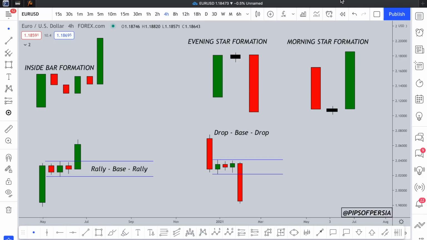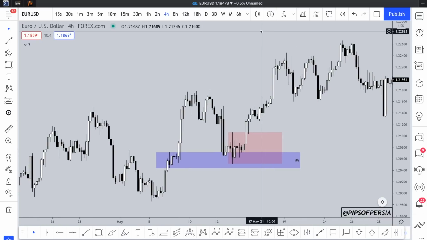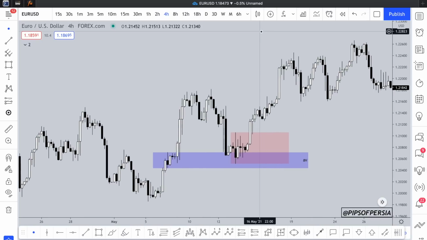Before we wrap up the video, I just want to show a few examples as to how drop-base-drops and rally-base-rallies can look different on different time frames, so you don't always just follow the pattern. You know how much I hate these pattern tradings. I want to teach you to trade the behavior. More than anything else, I like to encourage each and every single one of you to go and find examples for yourself, backtest this properly. I have a video about how to backtest and practice trading properly, so go ahead and watch that one if you don't know how to do it.